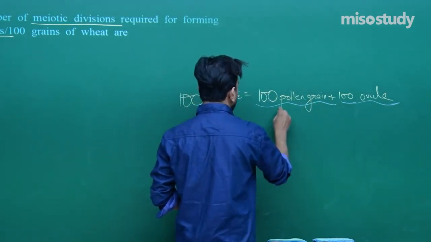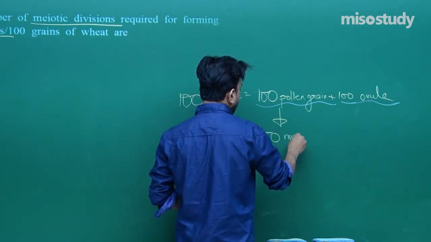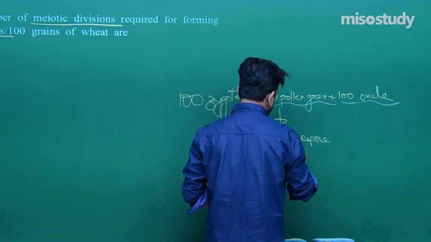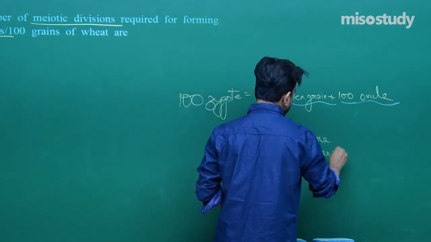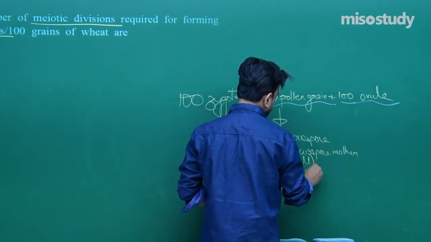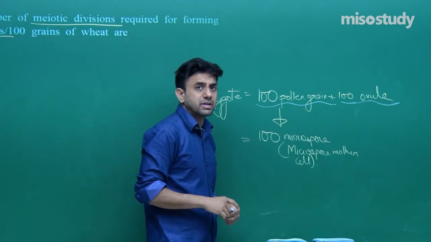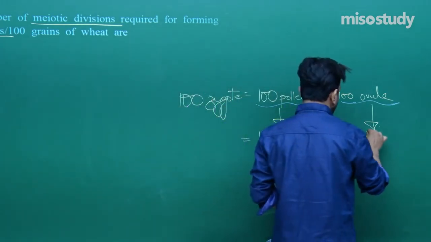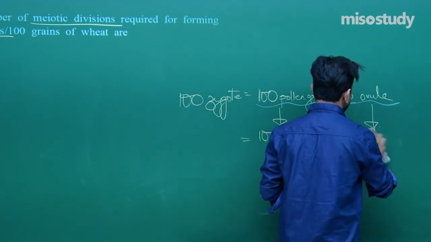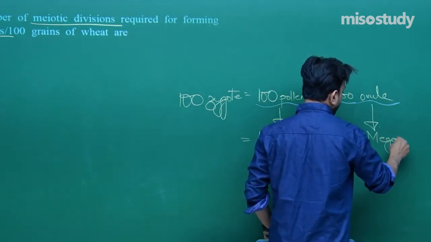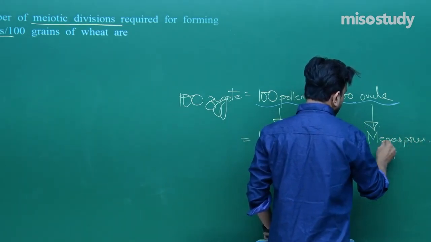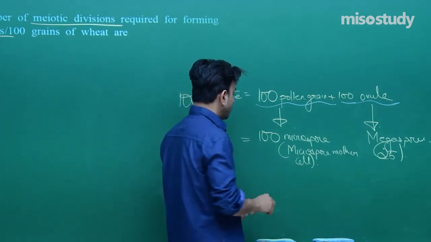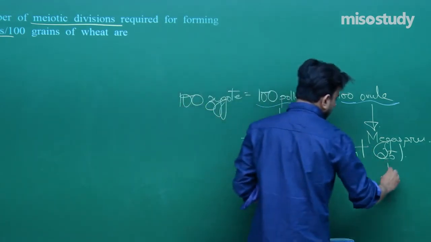Now this 100 pollen grains are formed by 100 microspores, which are contributed by the microspore mother cells. However, these 100 ovules are contributed by the megaspores, and here it will be 25, because every mother cell will contribute 4, and out of that 3 will degenerate and 1 will remain. And here it will be the megaspore mother cell.